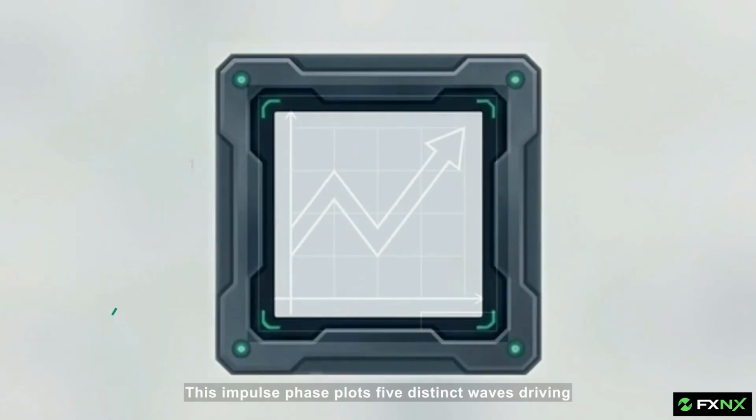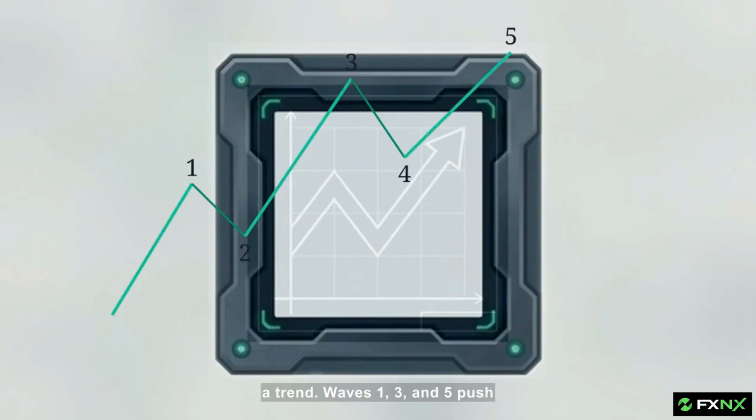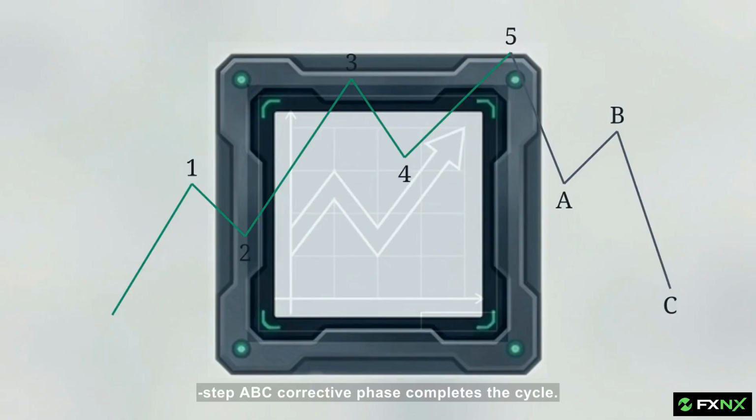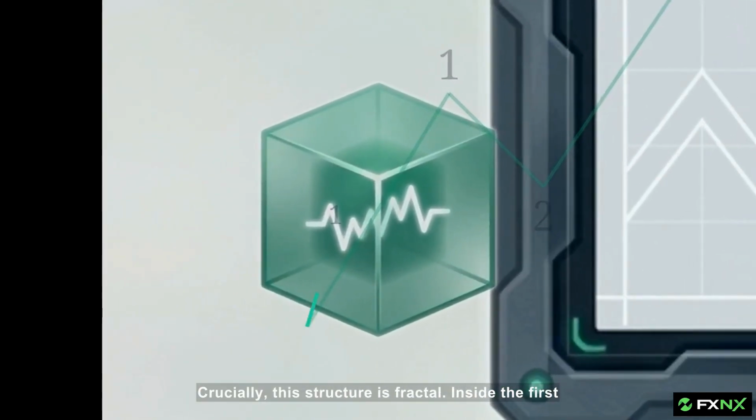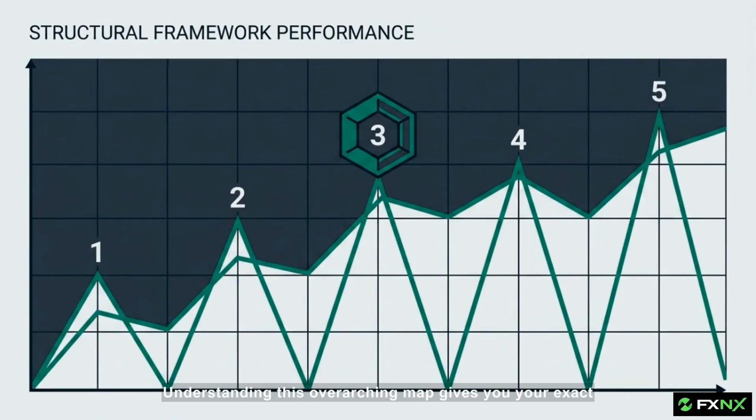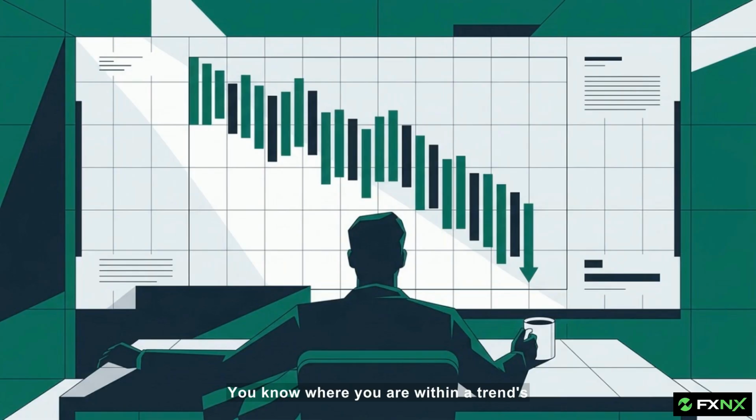This impulse phase plots 5 distinct waves driving a trend. Waves 1, 3, and 5 push upward, 2 and 4 correct downward. Then a 3-step ABC corrective phase completes the cycle. Crucially, this structure is fractal. Inside the first wave nests a miniature 5-wave sequence. Understanding this overarching map gives you your exact coordinates. You know where you are within a trend's life cycle, which helps stabilize your decision-making during a sudden temporary price drop.